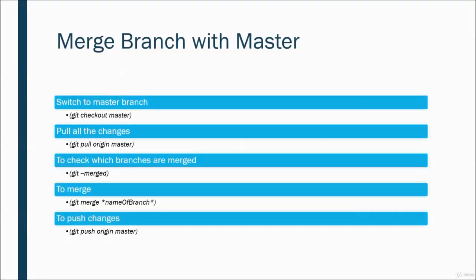Let's go over a quick review. To merge the branch with master, we have to first check out to the master branch and then pull all the changes that have been made by other developers. If there's no changes that have been made and your code is ready to go, we can go ahead and check which branches are merged. Then you find the branch that you want to merge and you write the command git merge and then the name of the branch that you want to merge. Then you can go ahead and push those changes with git push origin master.